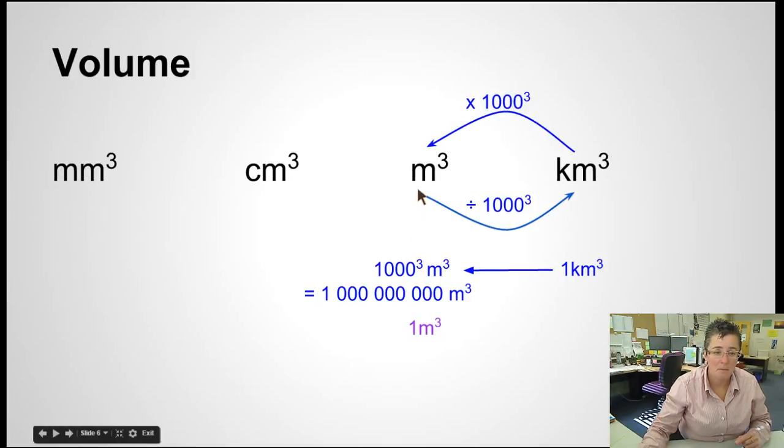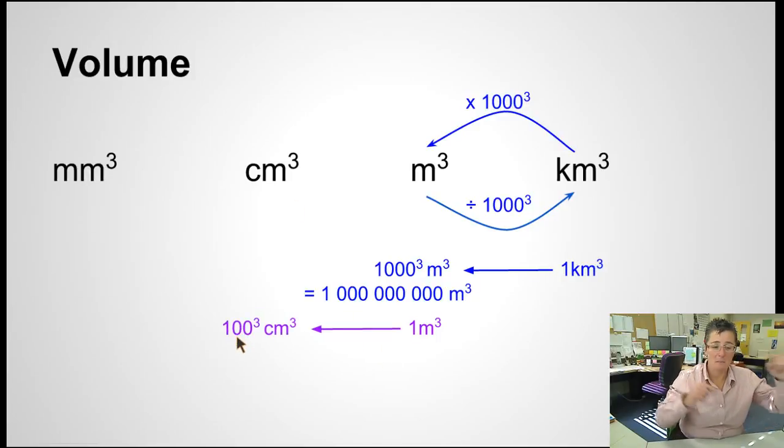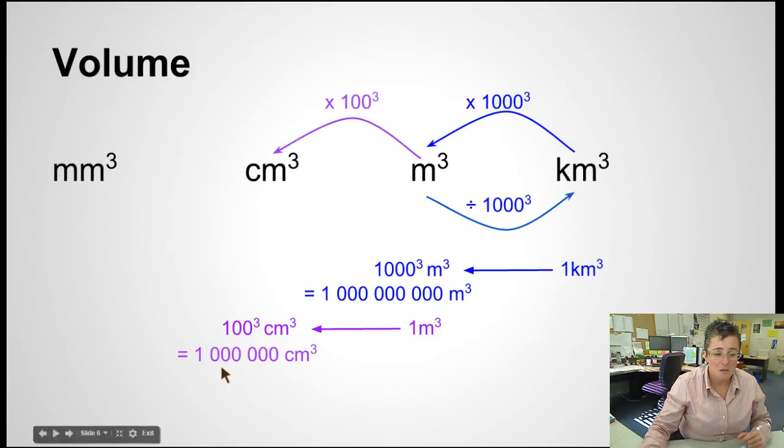So similarly, meters to centimeters, we've got a meter by a meter by a meter, so that's 100 centimeters by 100 centimeters by 100 centimeters. So that's going to be 1,000,000 1 centimeter cubes in that space. So from meters to centimeters, we're multiplying by 1,000,000, and centimeters to meters, we're dividing by 1,000,000.